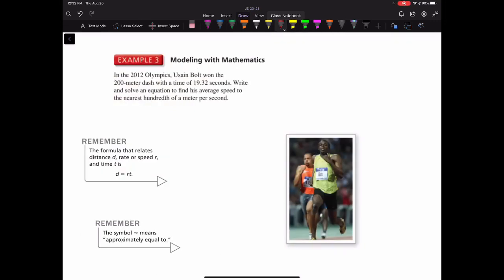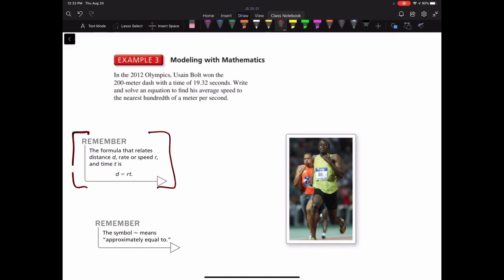All right, so here if we're looking at example 3, in the 2012 Olympics, Usain Bolt won the 200-meter dash with a time of 19.32 seconds. We want to write and solve an equation to find the average speed to the nearest 100th meter per second. And so we want to remember, and you may be getting this for the first time, that the formula that relates distance and the rate of speed, r, and time is distance equals the rate of speed times time.